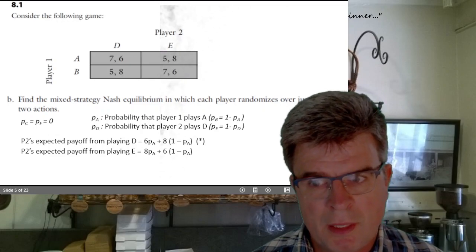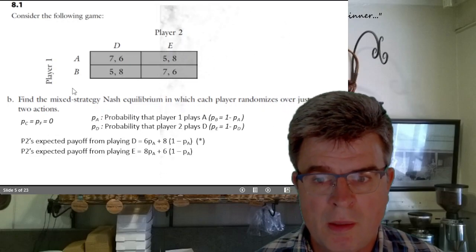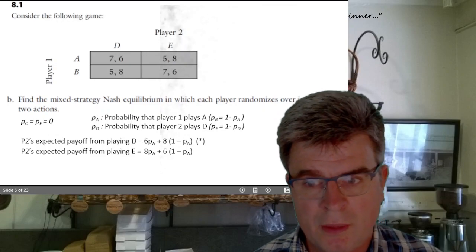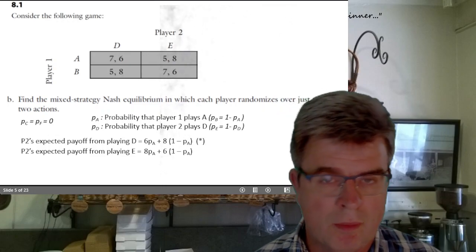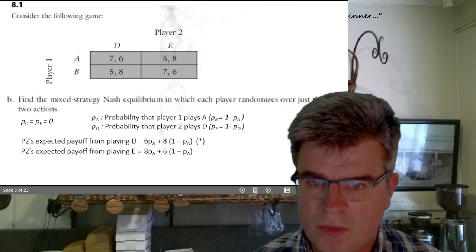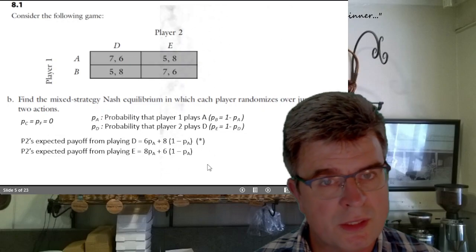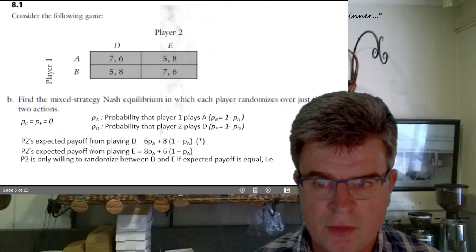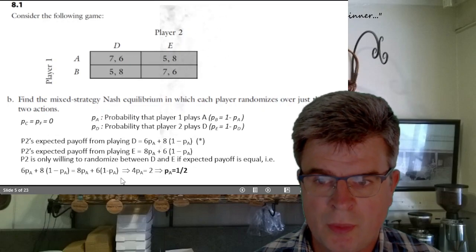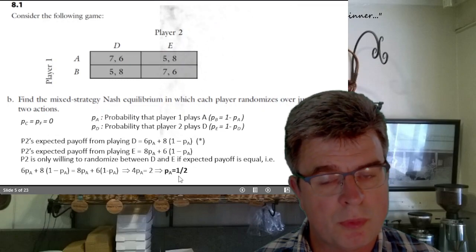Now, in equilibrium, player 2 needs to be indifferent between playing D or E. So the probability PA needs to be such that it makes player 2 just indifferent between choosing action D or E. If we would have a strict preference for one of the 2 actions, then we would not end up in a mixed strategy equilibrium. So we know that in a mixed strategy equilibrium, this expected payoff needs to be identical to this expected payoff over here. So we equate the 2 and we solve for PA, and we find that in the mixed strategy Nash equilibrium, PA is equal to 1/2.